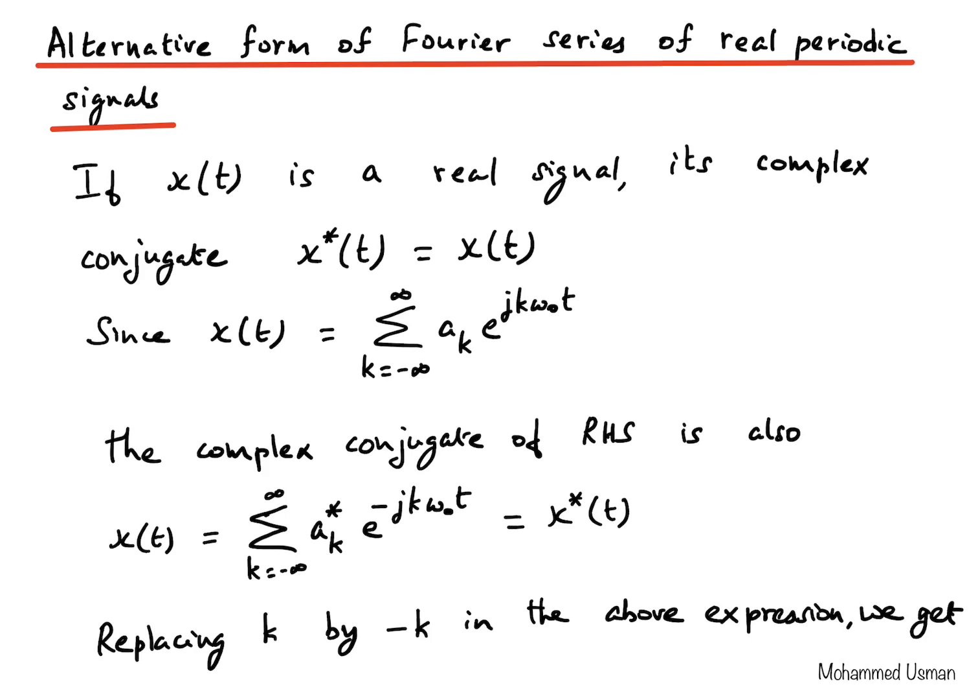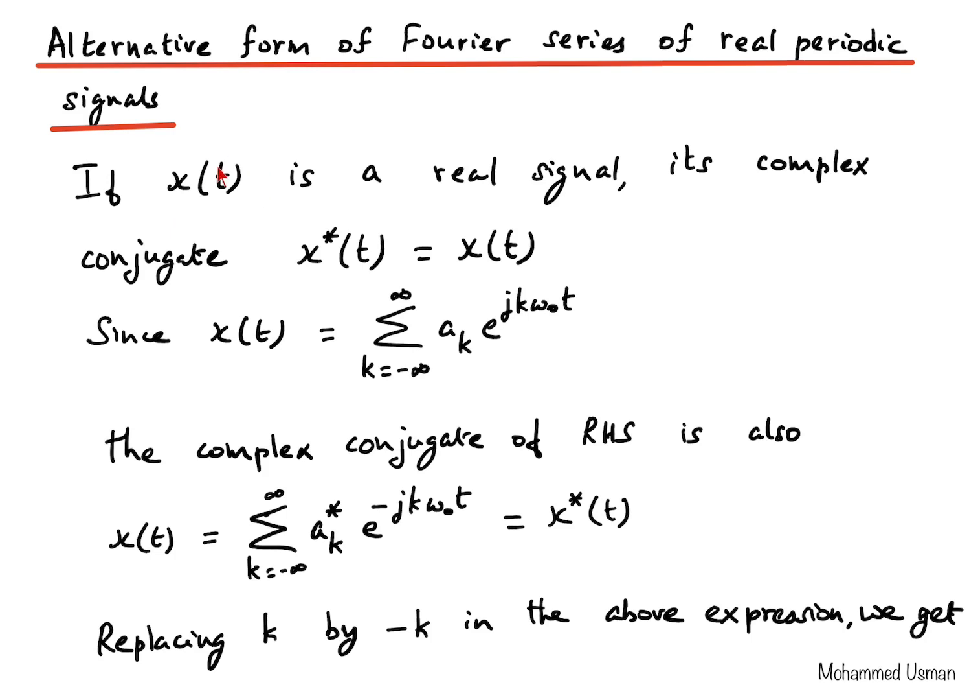Basically, we will have the Fourier series or the signal represented in terms of cosine terms and sine terms. So how do we get that? For that, we'll start with the consideration that our signal x of t is a real signal. That means it is not a complex signal. A complex signal, on the other hand, will have a real part and an imaginary part.